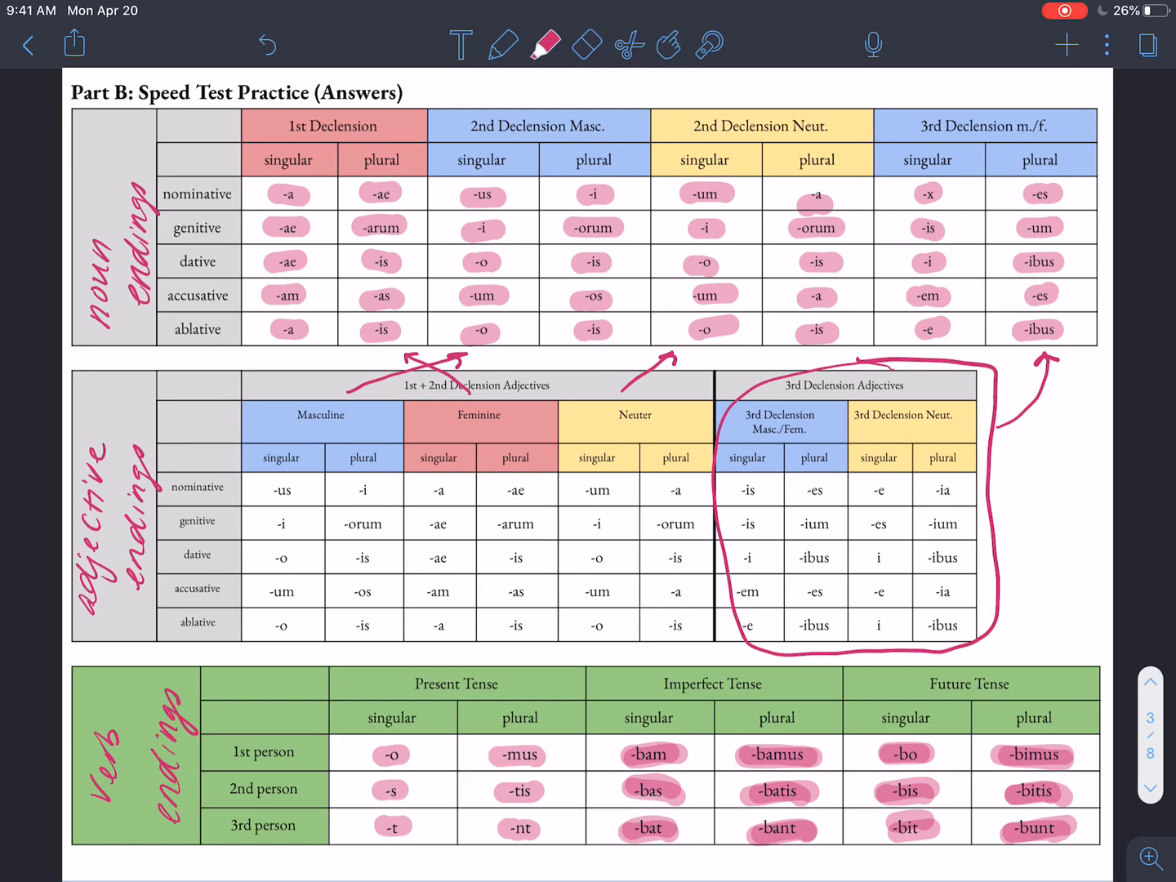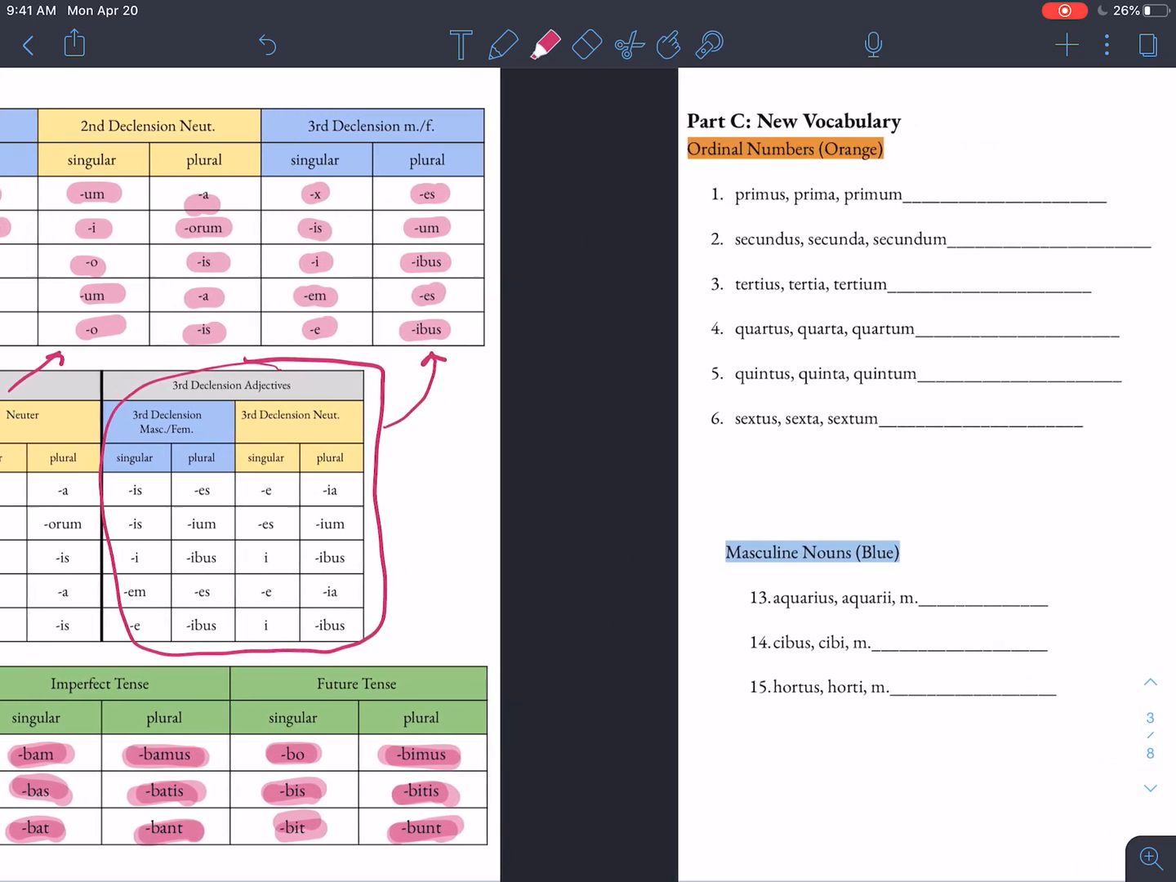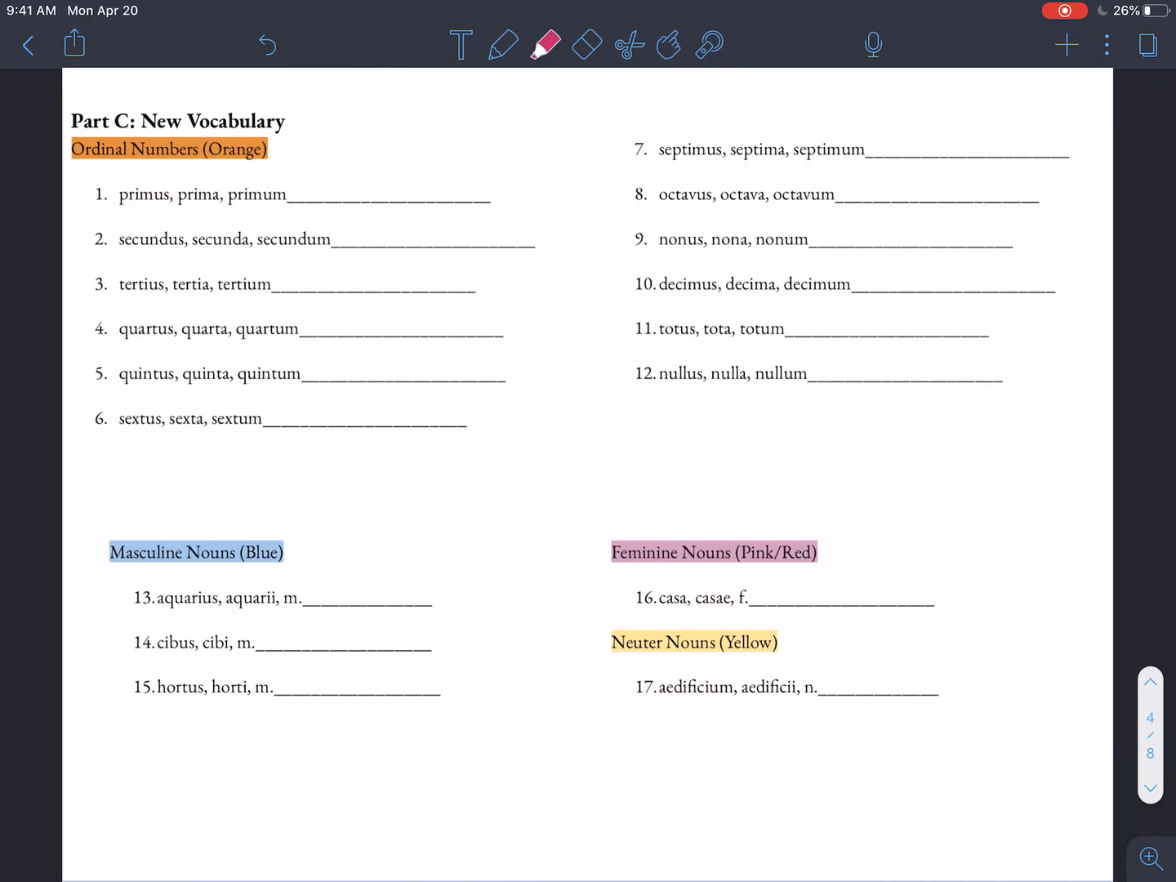Those were our ending chants. Remember, we're going to do that every week, so get used to it. Definitely learn them if you haven't already. Now we're going to do some new vocabulary today. As I go through these, make sure you're color coding them. Color code them and make sure you write in the correct definitions. So let's go ahead and do that.